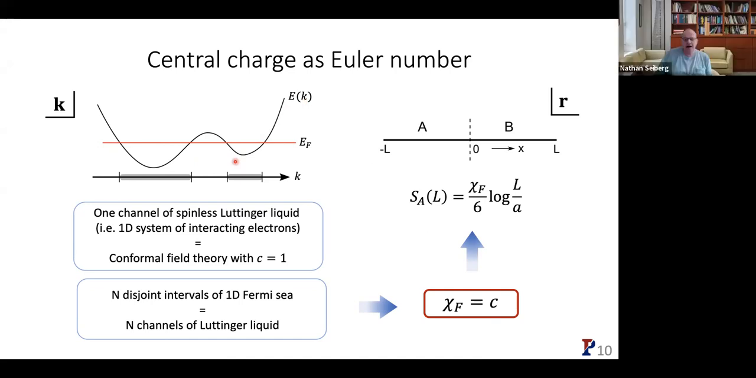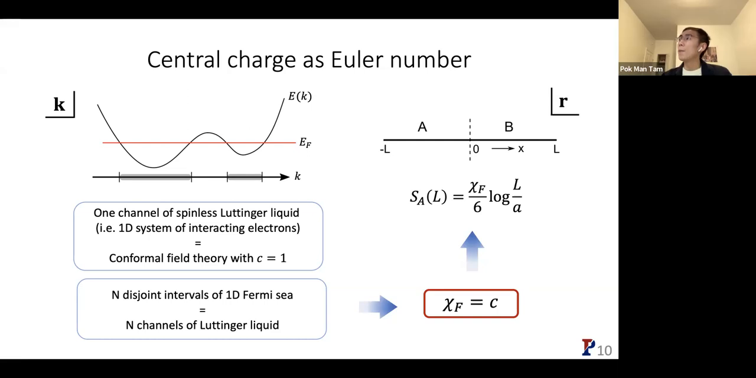Yeah. Do you assume here that the small fluctuations of the Fermi surface are described by a conformal field theory, or is that assumption not necessary? The reason I ask is that the Calabrese-Cardy formula assumes conformal invariance. Yes.